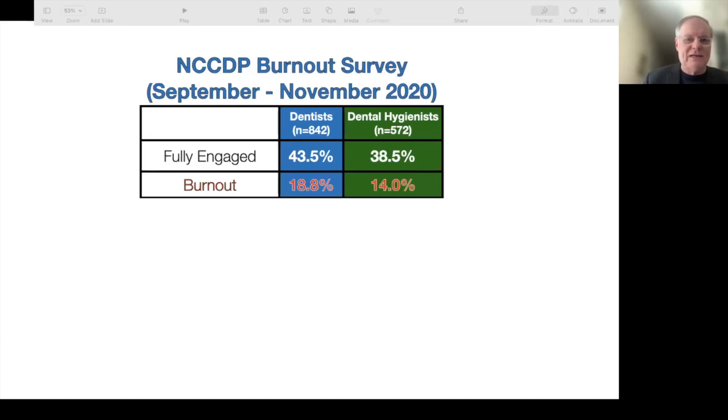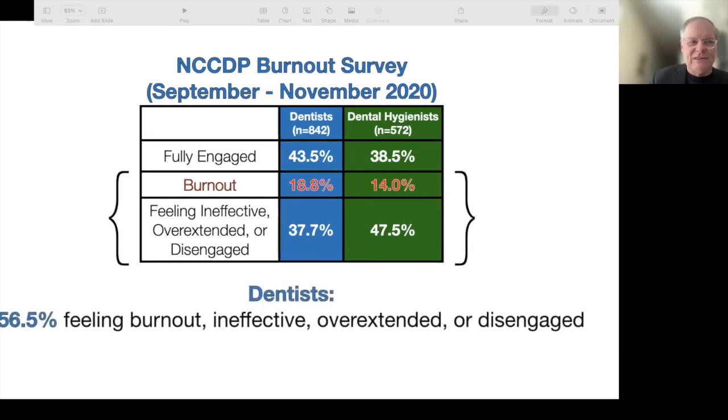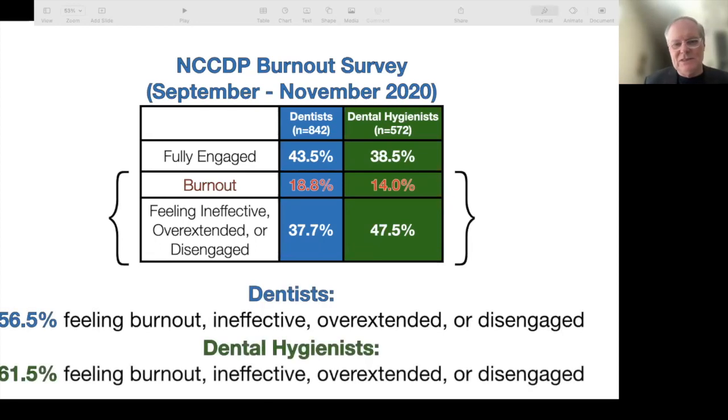But when you look at this next section, this is the one that kind of got our attention here in North Carolina. 37% of the dentists and 47% of the hygienists said they felt ineffective, overextended, or disengaged. And then there were the burnout people. So during COVID, we looked at these numbers and we found that about 56% of dentists and about 61% of hygienists were either burned out, ineffective, overextended, or disengaged.